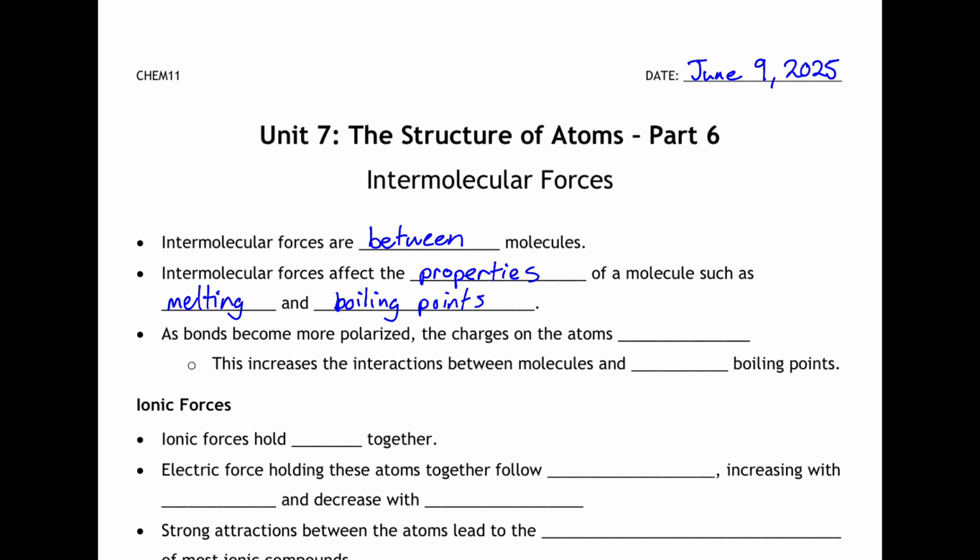Okay. Remembering from the last lesson of electronegativity, how bonds can be polarized. Polarization just means more negative or more positive. As bonds become more polarized, the charges on the atoms increase. So there's more charge on an atom. If you get more polarization, there's more pluses and more negatives in different places. One side is more plus than the other side. This increases all the boiling points.